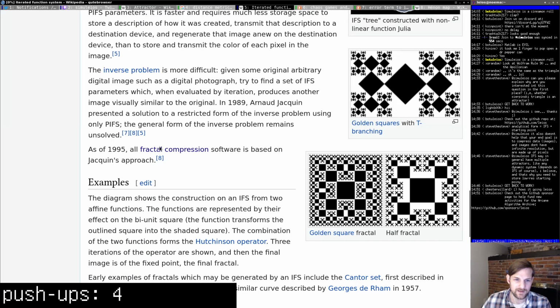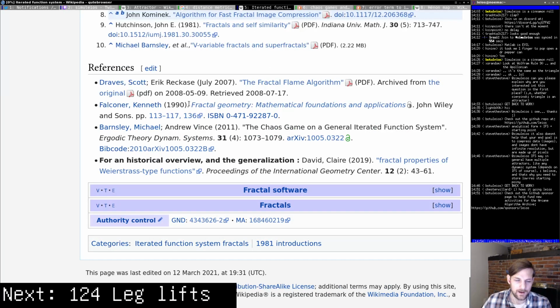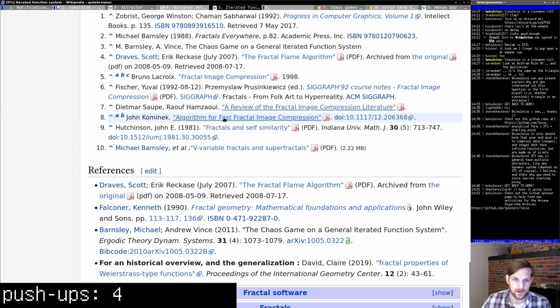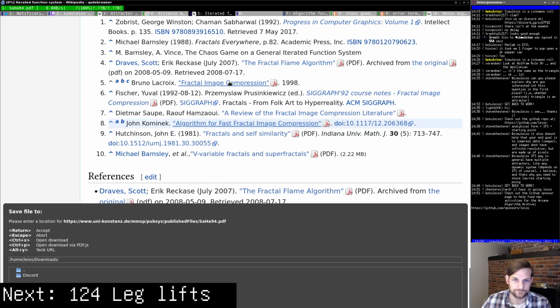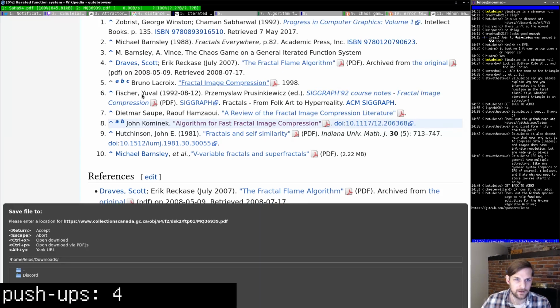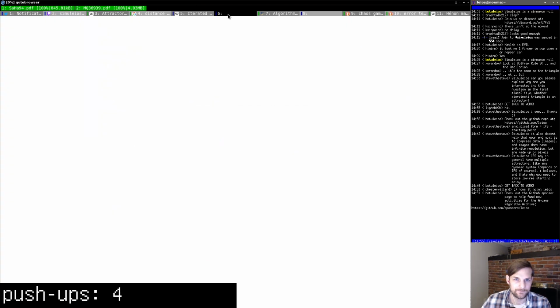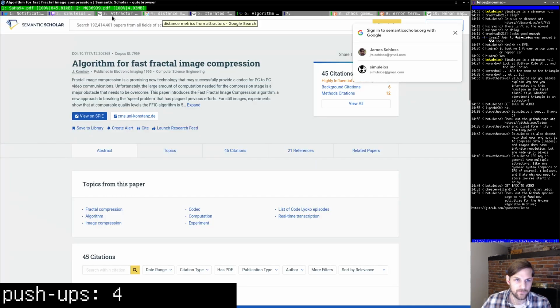So I'm going to look for 7, 8, and 5. Here we are. 7... 8 and 5. Sure, yeah, let's take it. Yep, why not? And it is, okay. Algorithm for fast fractal compression.